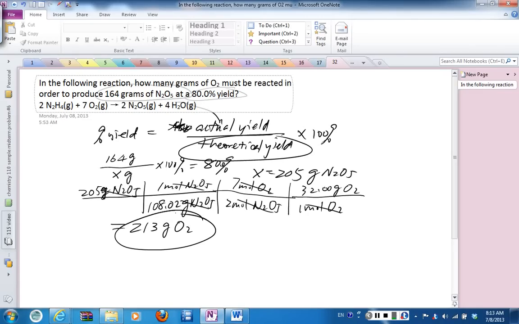The key step for this problem is to identify that the 164 grams that we're going after for the product is the actual yield. Once you establish that, you know that we need the theoretical yield, and once the theoretical yield is calculated, the whole setup is just a simple gram to gram stoichiometry, and we have been doing that numerous times.